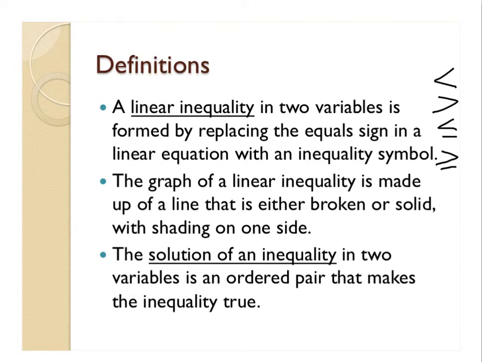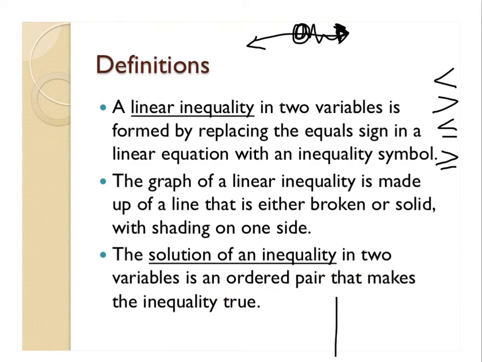to. So remember that when we graphed single variable inequalities, it was a line with a circle that was either open or closed, and then shading that went one direction or the other. And then usually you could shade in the arrow too. Well, the difference here is that our inequality graphs are going to be made up of a line that's either broken or solid with shading on one side, and we'll get into that in just a minute with an example. But the solution of an inequality that has two variables is an ordered pair that makes that inequality true.